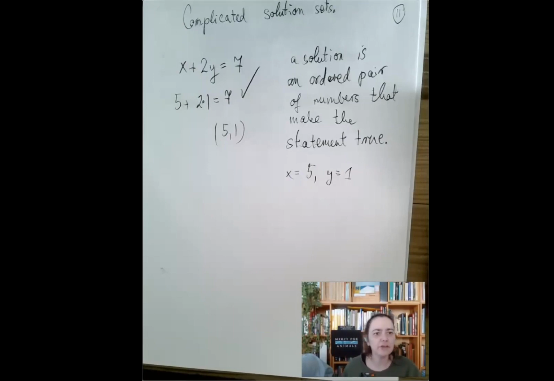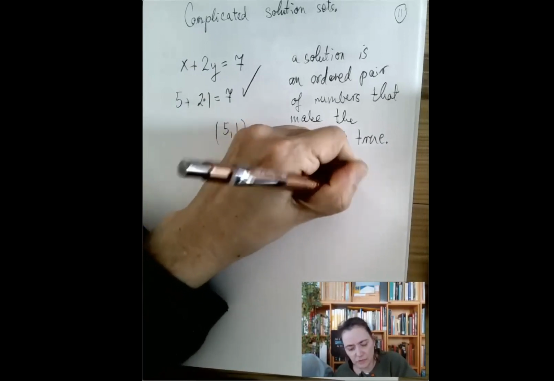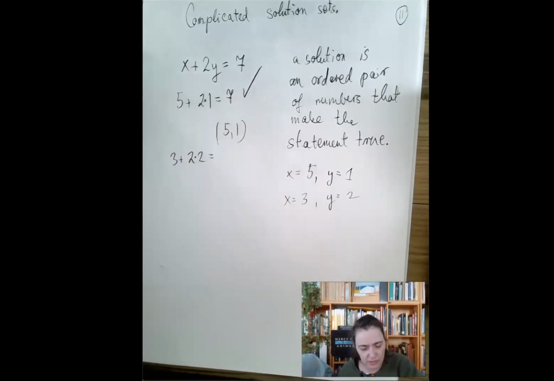3, 2 will work. X equals 3 and Y equals 2 will work because 3 plus 2 times 2 is 7. Excellent.